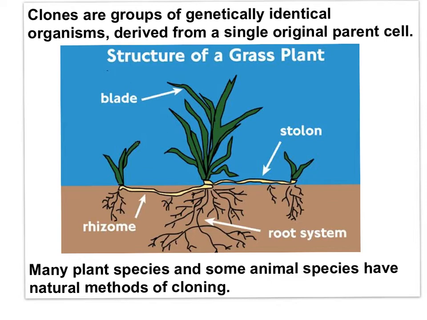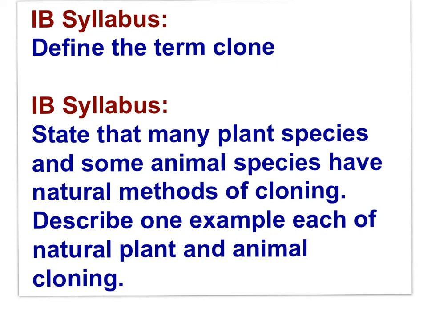The 3 plants in this diagram are genetically identical organisms derived from a single original parent cell. Here are the relevant IB syllabus statements. Define the term clone. A clone is a group of genetically identical organisms derived from a single original parent cell. And secondly, state that many plant species and some animal species have natural methods of cloning.